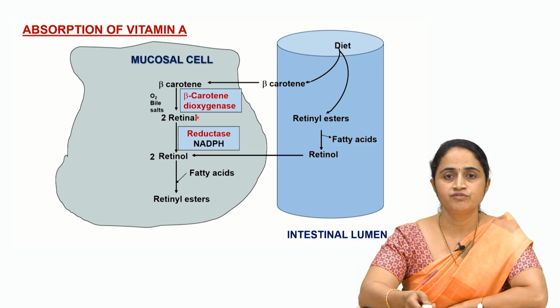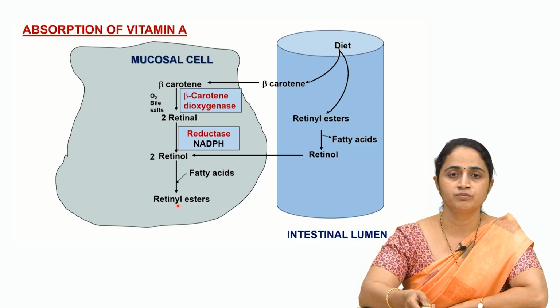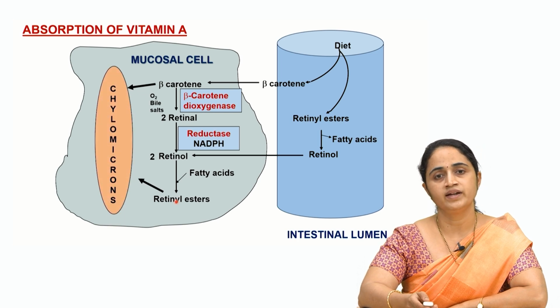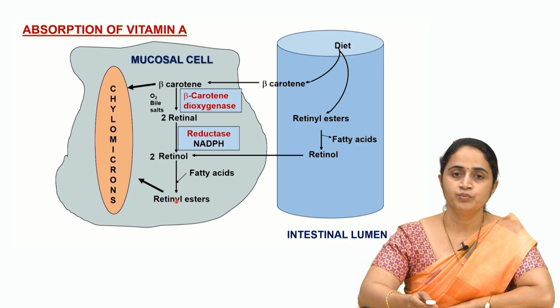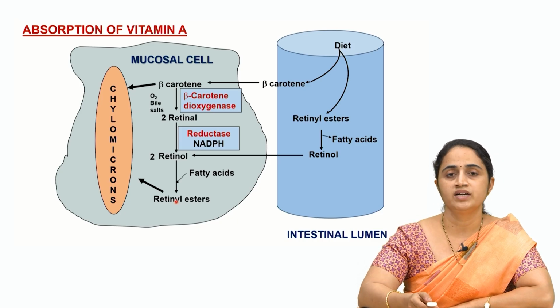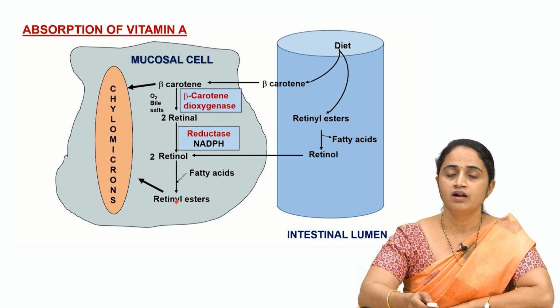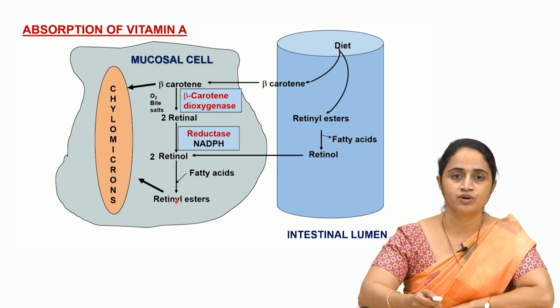Now, either in the form of beta carotene or in the form of retinyl esters, this vitamin A gets incorporated into the chylomicrons, and we all know that chylomicrons are a type of lipoprotein which are formed in the intestinal mucosal cell after the incorporation of all the absorbed molecules.